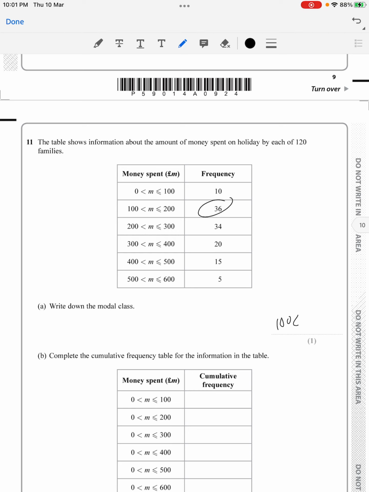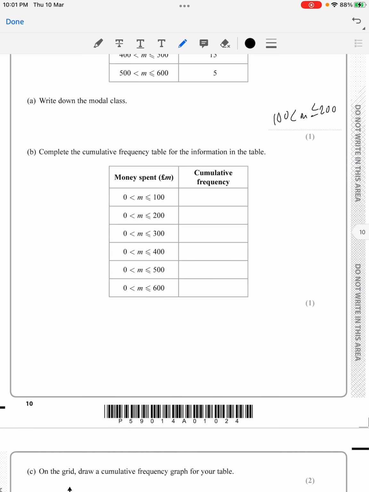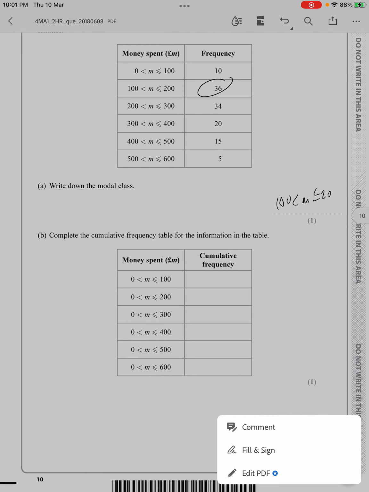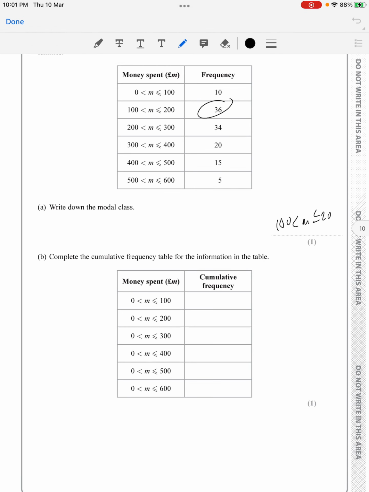So you have 100 less than m 200. Cumulative frequency, you just add up the frequencies together. Yeah, it should be fair enough, easy. So you add up the frequencies from here, okay? So based on that, hopefully you should be knowing what cumulative frequency is.